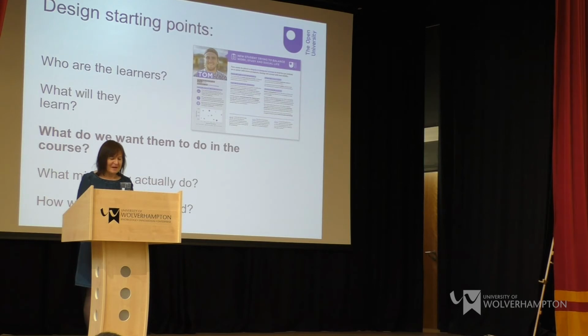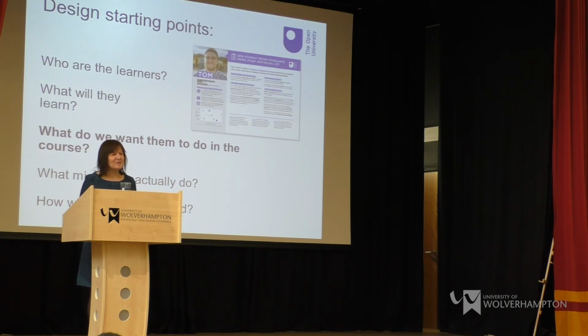What we want them to do might be different from what they might actually do, so we also think about what they might actually do. That involves things like: are they going to skip this part because it's not essential? Are they going to look at the assessment first and work back from that? So we know all the tricks, and we think about how we try and get them to engage with all parts of the course, or to give them some options.